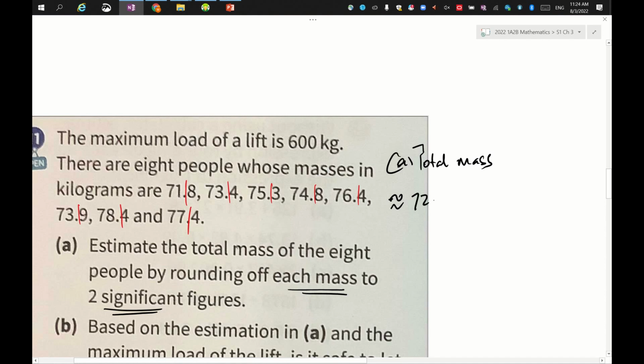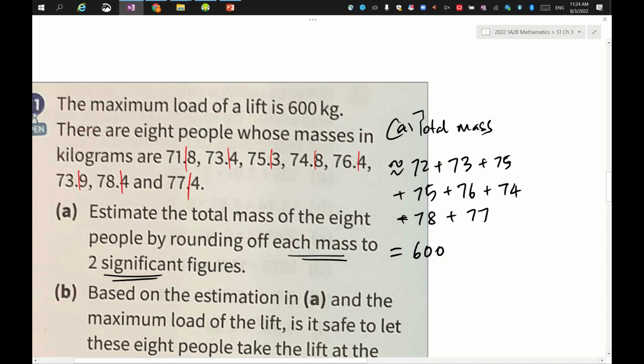So approximately 72, 73, 75, 75 again, 76, 74, 78, and 77. So this gives us 600. Oh, really? Is this the answer you all got? 600? Oh, okay. So this is approximately 600 kilograms.